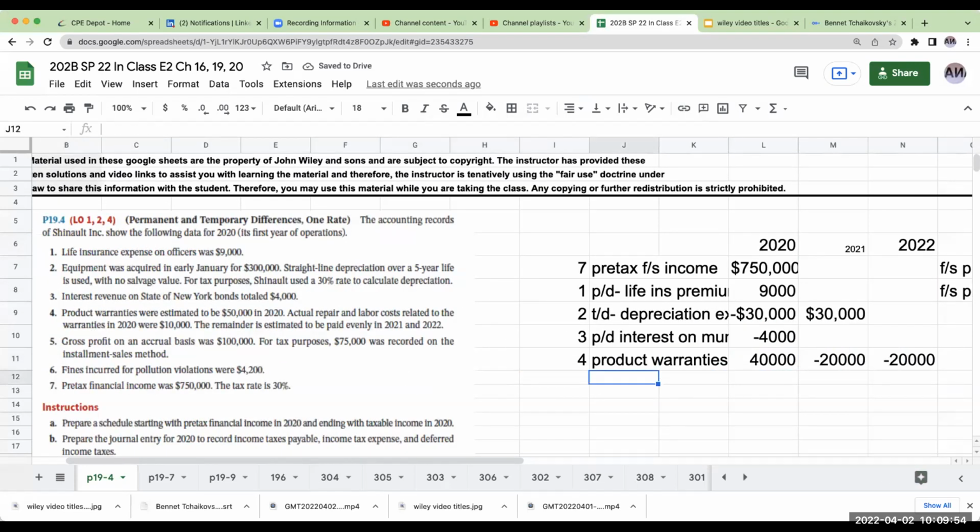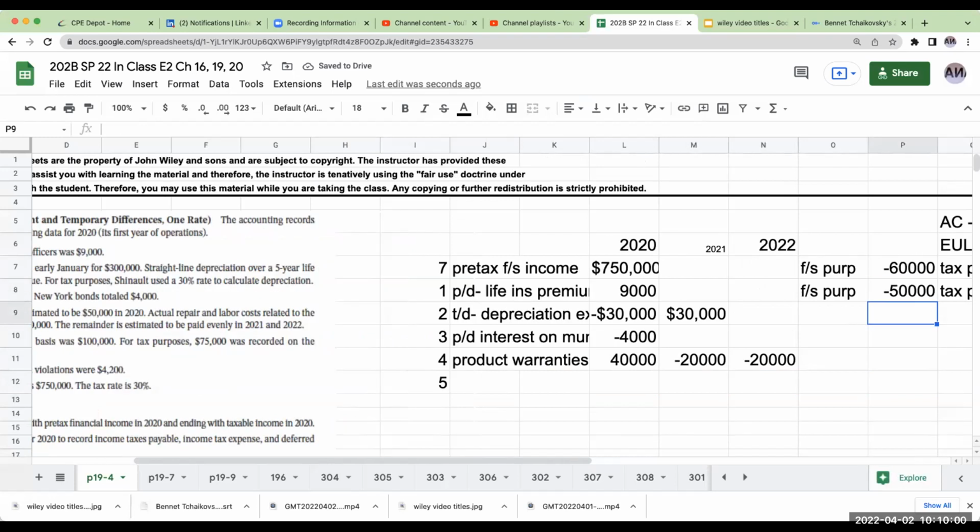All right, gross profit on the accrual basis was $100,000. For financial statement purposes, I had $100,000.